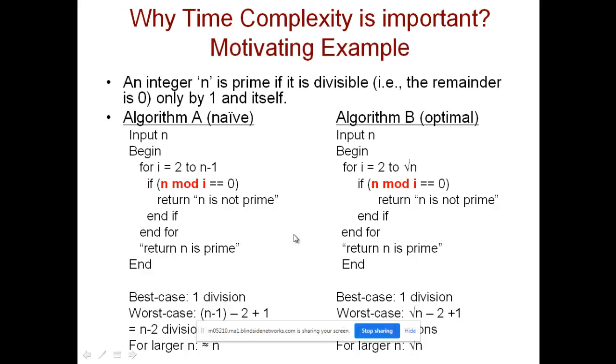Okay, like in this case of 12 or even 15. For 15, 15 mod 2 is not 0. So we'll continue to the next value of i, 3. 15 mod 3 is 0. So we'll stop there and say 15 is not prime.